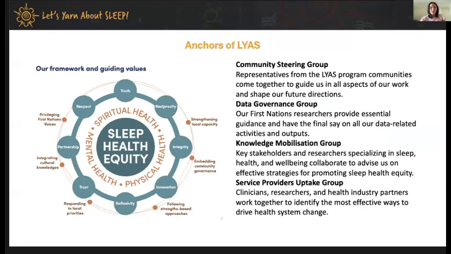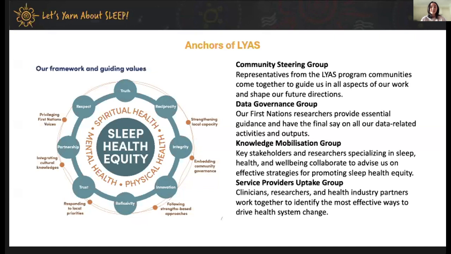And a little bit about who we are. Our guiding values and the framework we adhere to are based on principles of truth, reciprocity, integrity, innovation, reflexivity, trust, partnership, and respect. And the way we uphold those values and make sure they're embedded in everything that we do from the beginning of the research process to the end of it is our governance model. This is comprised of 4 different groups. Our community steering group is comprised of representatives from our LIAS program communities. They come together to guide us in all aspects of our work as well as helping shape our future directions.